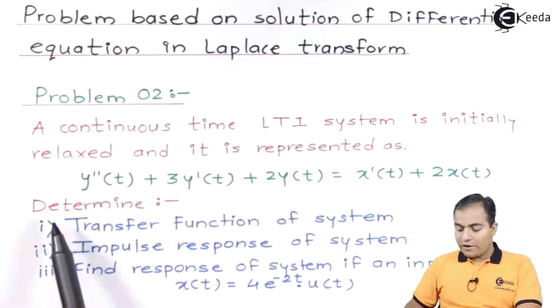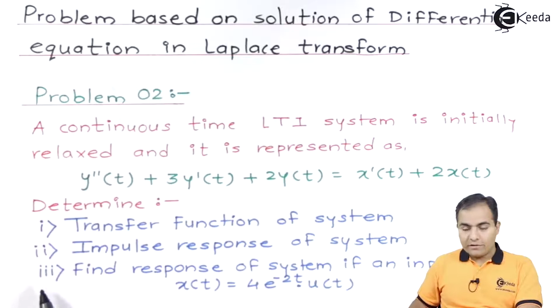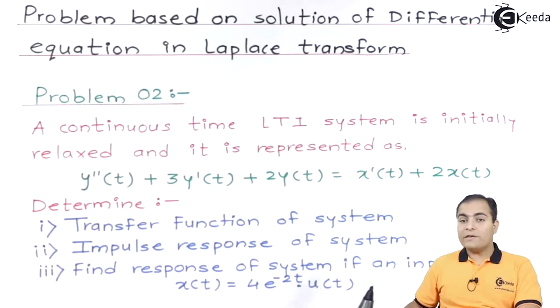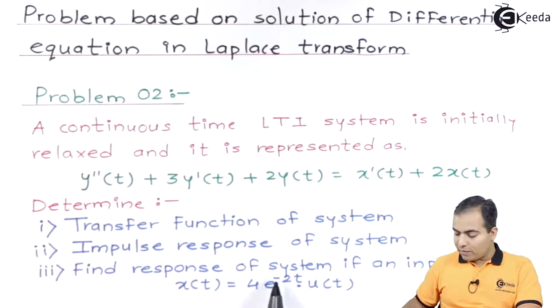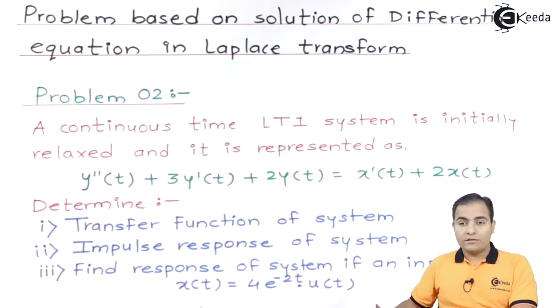Now, what is asked? Determine the transfer function, the impulse response, and the output response of the system. Here, the step response is not asked, because x of t is already given: x of t is 4e to the power minus 2t into u of t. This is the x of t that we are going to substitute to find the output response. So what is our next step?